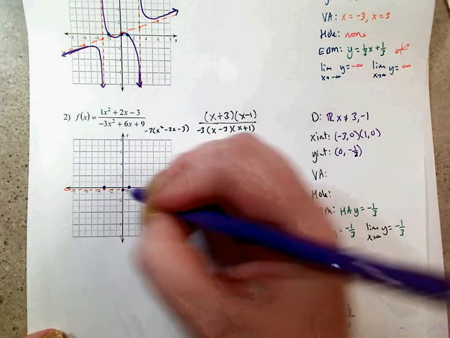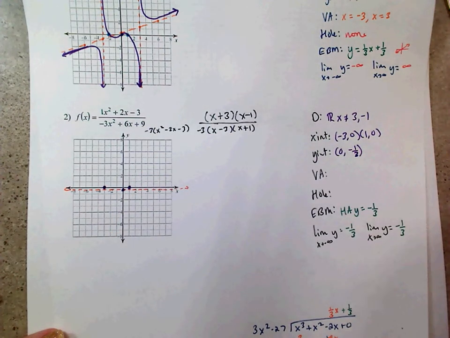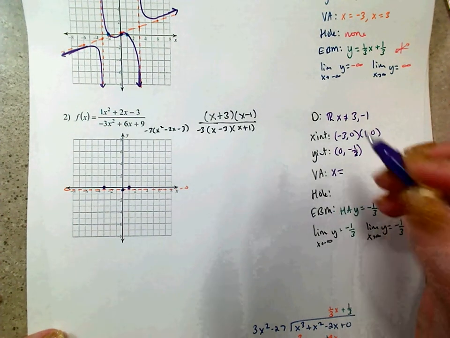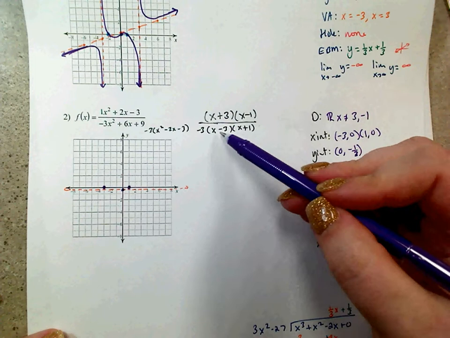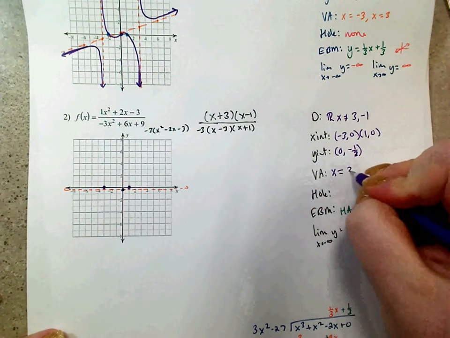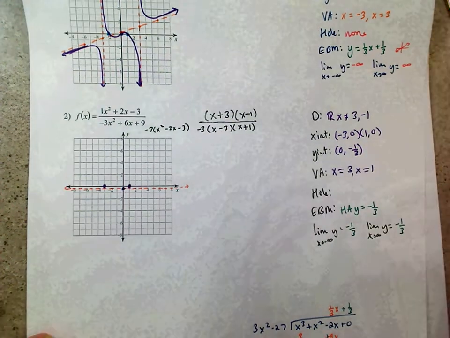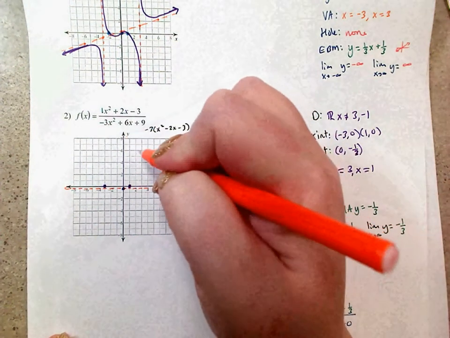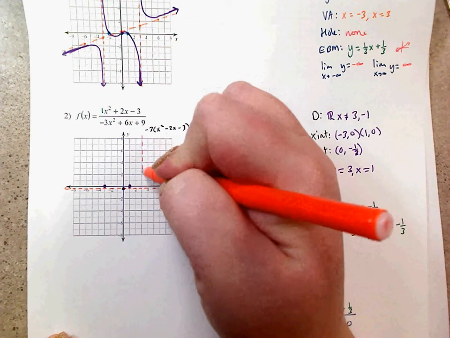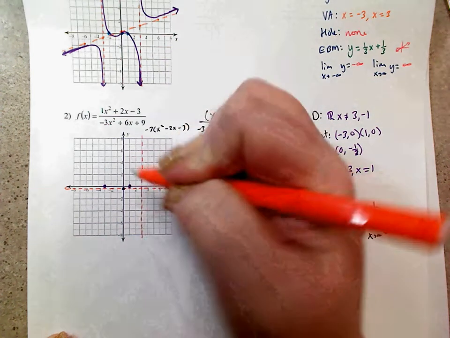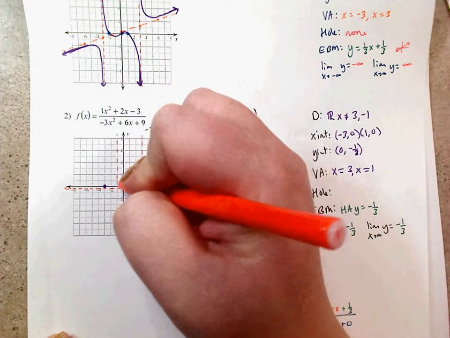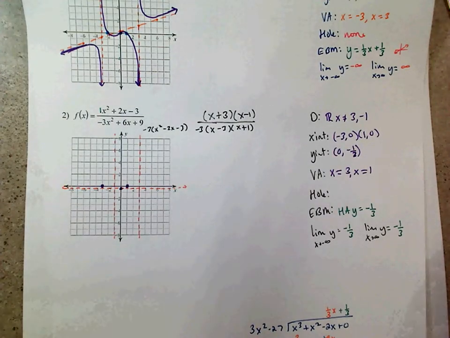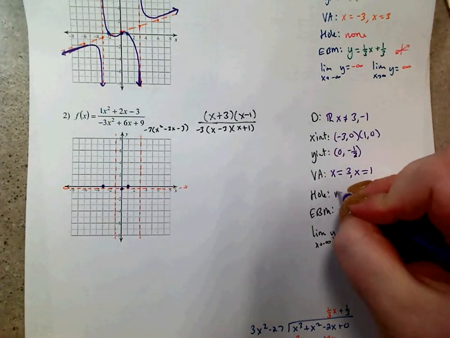Okay. Vertical asymptote. My vertical asymptote is anywhere the denominator and only the denominator is 0. So I have a vertical asymptote at both positive 3 and negative 1. Go ahead and graph those. Positive 3 and negative 1. Okay. There are no holes in the graph because there's no common factor in the numerator and denominator.